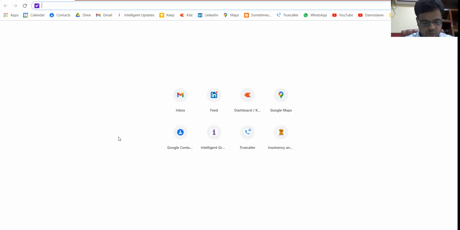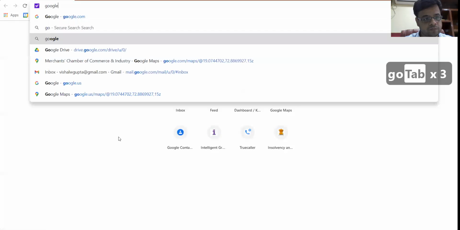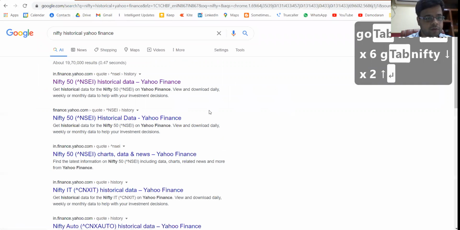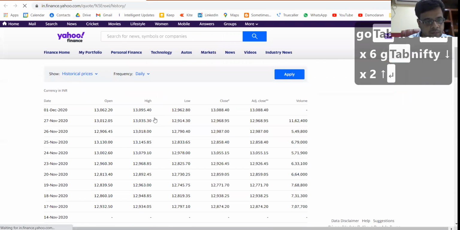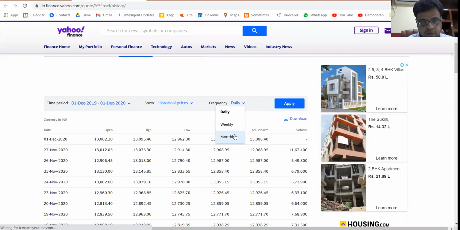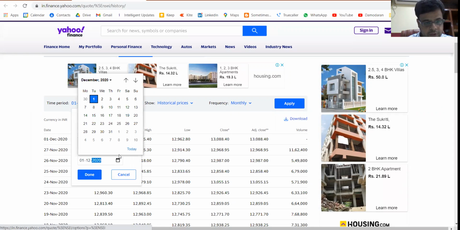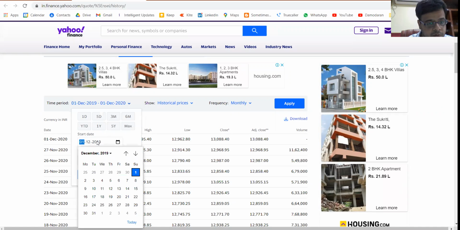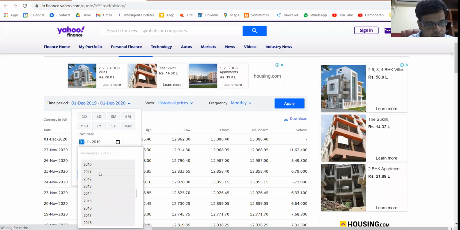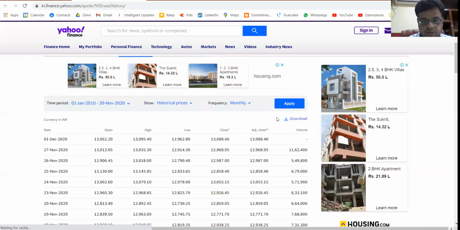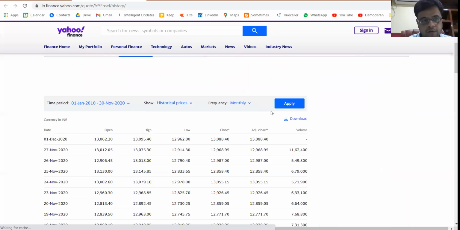Nifty is always good. So let's take a chart of Nifty historical prices. Nifty historical Yahoo Finance. Yes. I'll take a monthly frequency for the last 10 years. So today is the 1st of December. Nifty hasn't closed yet, so I'll take it till the 30th of November, starting from, let's say, 1st of January in 2010. That's it.